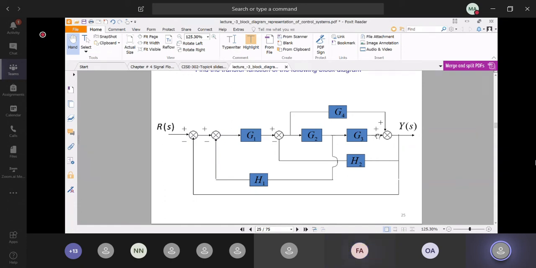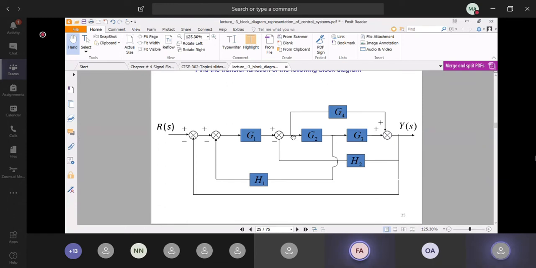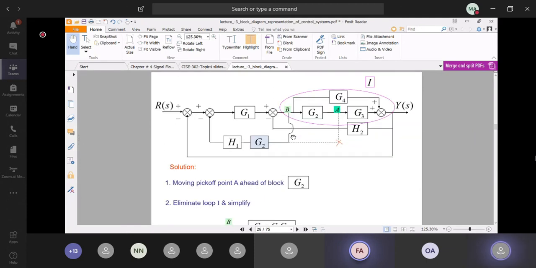You cannot swap between the summation and the pickoff. It will still be inside the loop. You cannot do anything. But if you move this one in this direction, to the left hand, so I combine this pickoff with this pickoff, just switch or swap between them. It was here, and I brought it here.